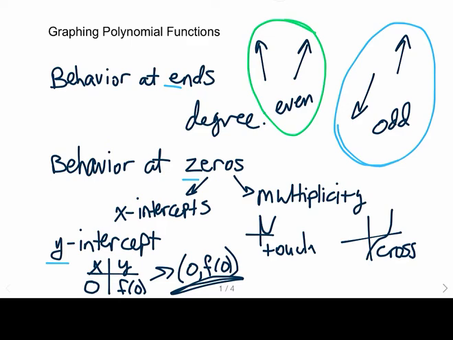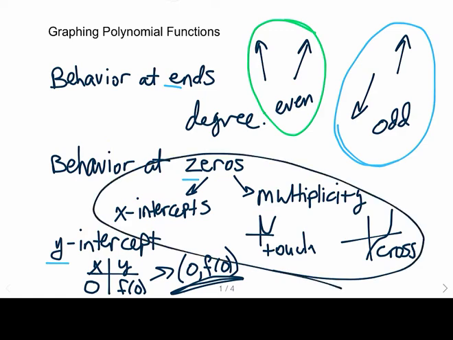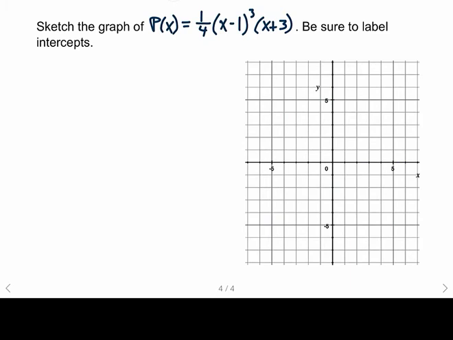We're going to combine that with what we know about multiplicity to let us know what happens at x-intercepts, and what we know about finding y-intercepts to produce graphs of functions. For our first example, we're going to sketch the graph of p of x equals 1/4 times the quantity of x minus 1 cubed times the quantity of x plus 3. And we are going to do this the easy way, easy y.